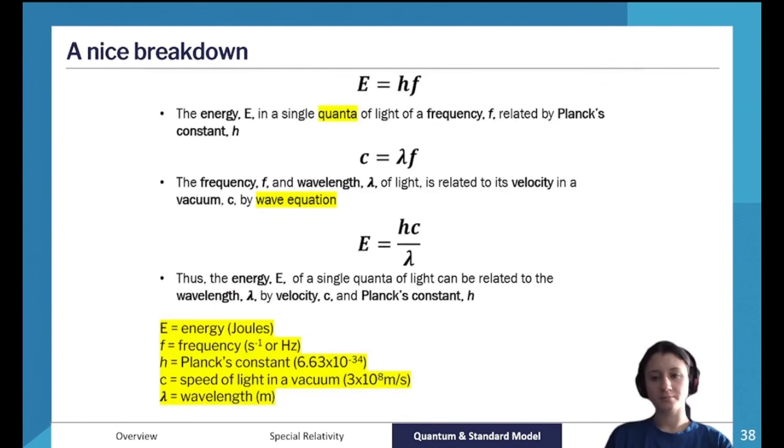So these are the equations that it's important for you to know. The energy E is a single quanta of light with frequency f related by Planck's constant h. Remember, Planck's constant is in your formula sheet. The frequency and wavelength of light is related to its velocity c. Remember, this is the one that's in your formula sheet as v equals wavelength times frequency. And then combining those above two equations together, we get this last one, which is an amalgamation of them both.